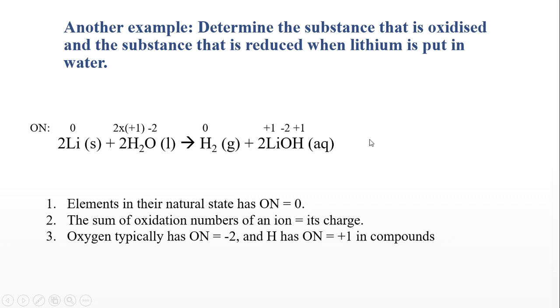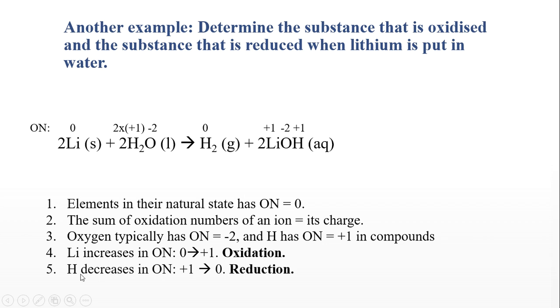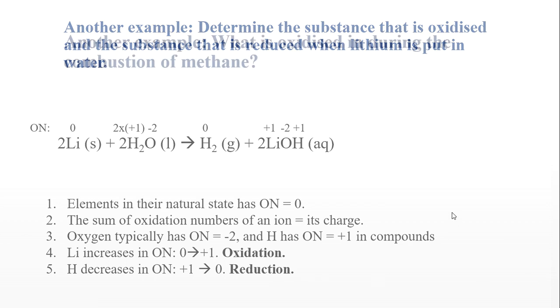So where do we have an oxidation and where do we have a reduction? First and foremost, lithium goes from 0 to +1. That's an increase. So that will be an oxidation, as we know. The hydrogen will go from a +1 per atom to 0 per atom. That's a decrease. We go from a positive value to 0. So that will be a reduction. All right.